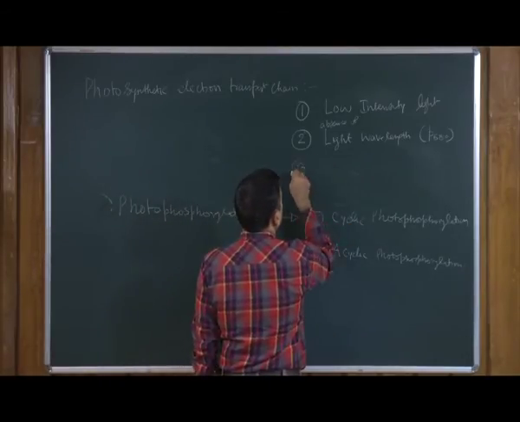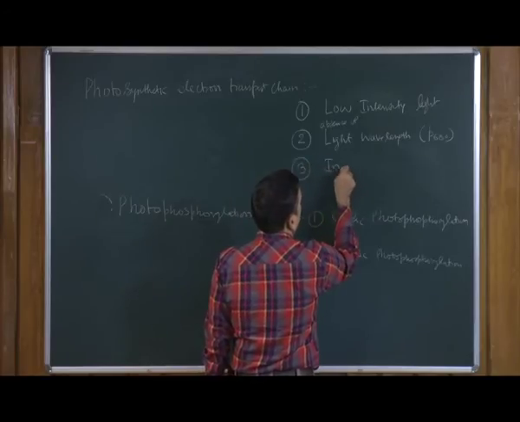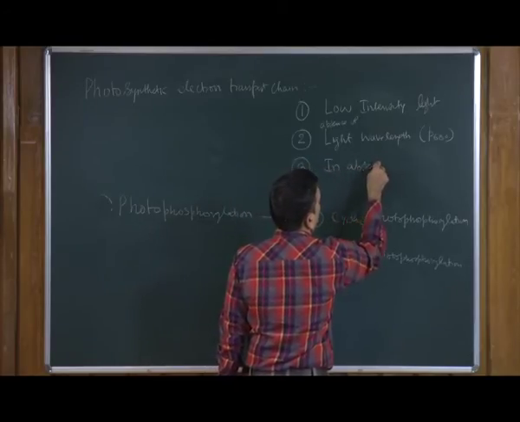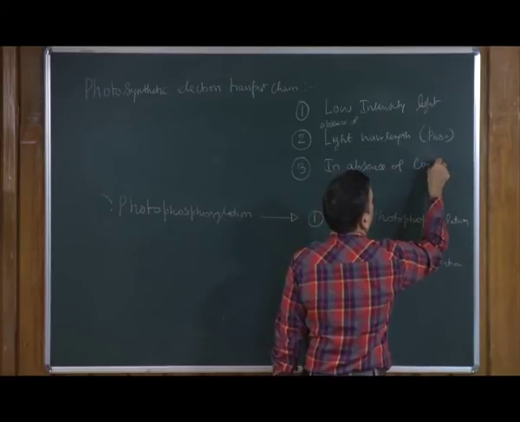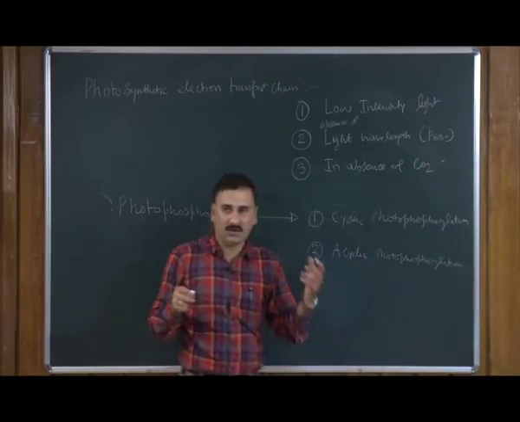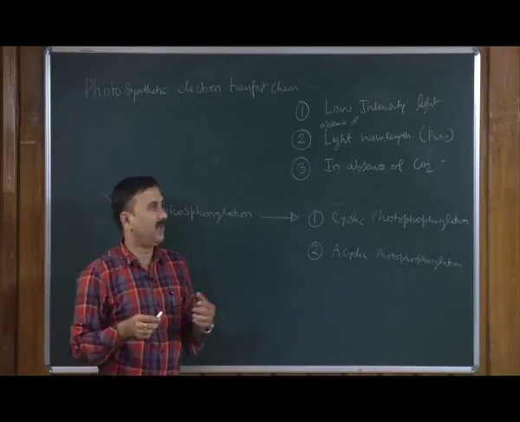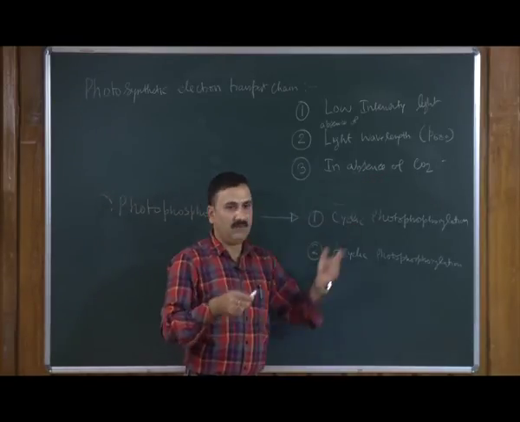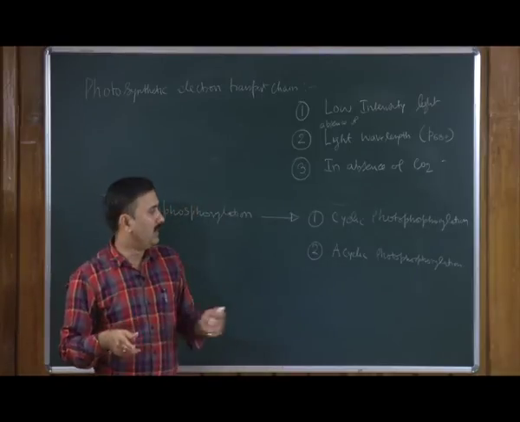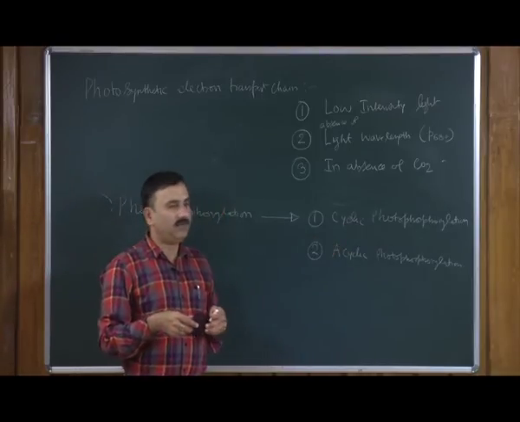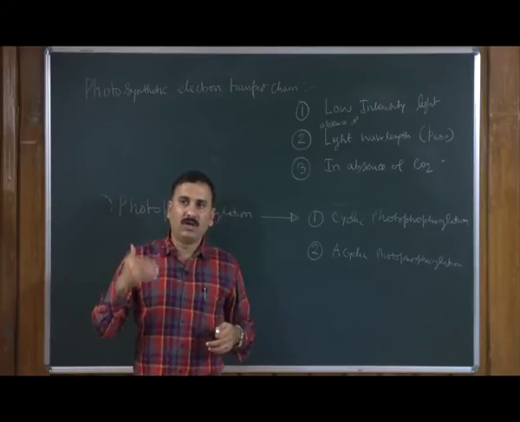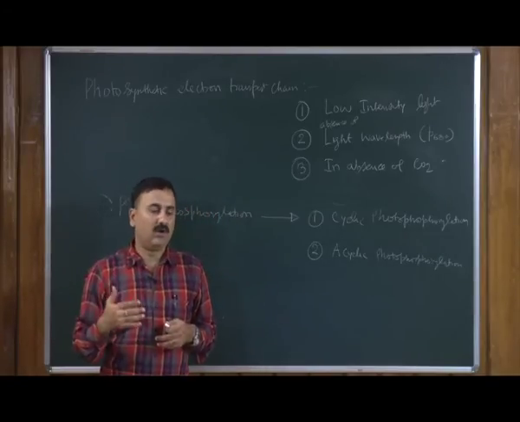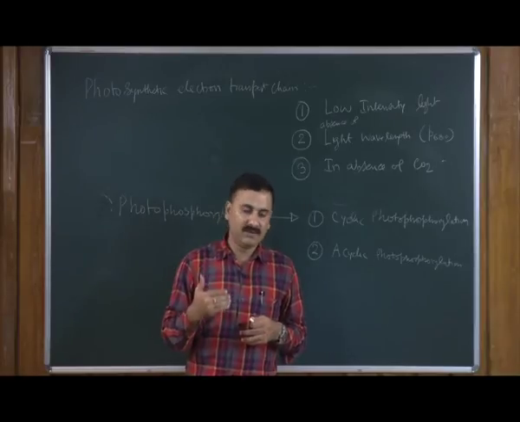Number 3, the absence of carbon dioxide. If there is no carbon dioxide or a very low level of carbon dioxide within the vicinity of the plant, then the plant goes for the cyclic photophosphorylation to continue the production of a very low level of ATP from the system.